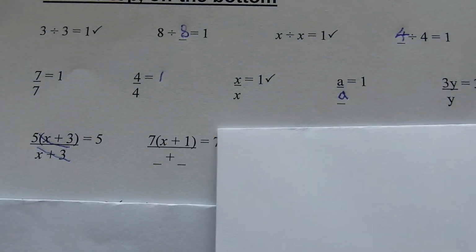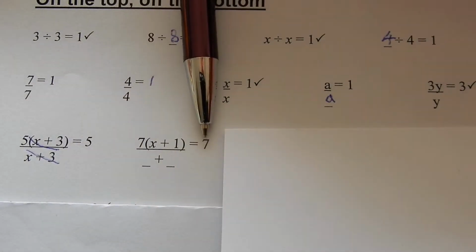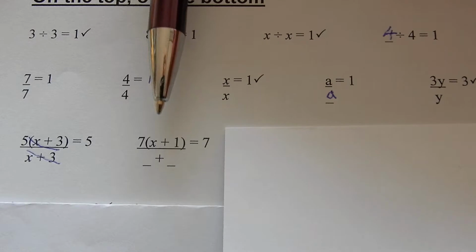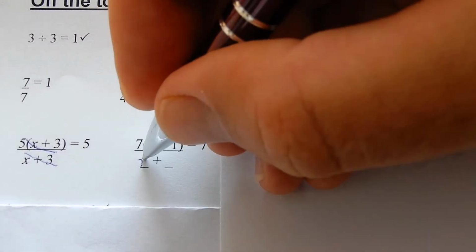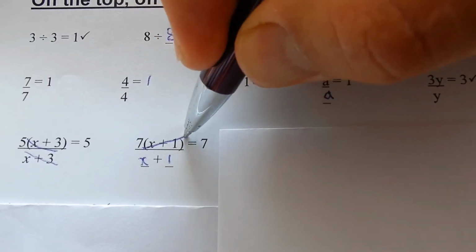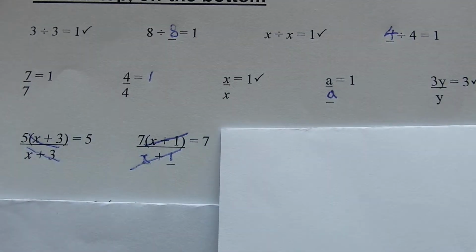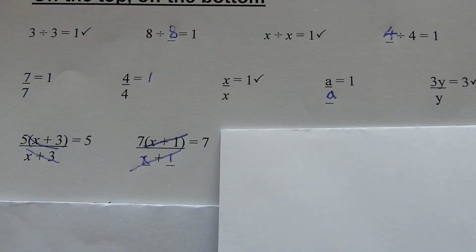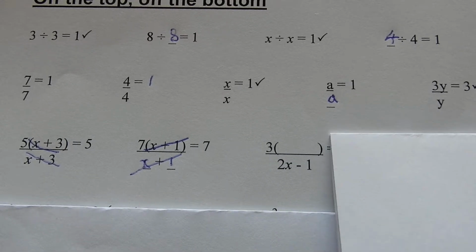Cool. Here we go. Now, in order to get 7 at the end, this x plus 1 cancels. It must be divided by x plus 1. Because this number divided by the same number, they cancel off the top, off the bottom, giving you the 7. 7 times 1 is 7. Here we go. Next one.